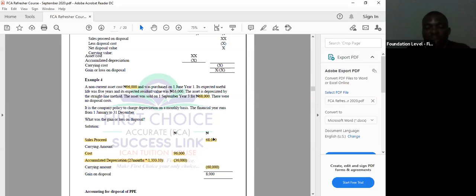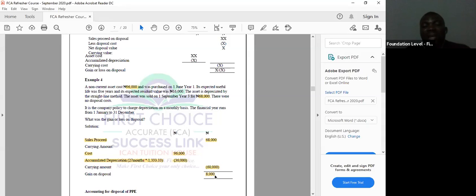Now, if the asset is disposed of at 68,000, and the carrying amount is 60,000, then it means that we have made a gain of what? Of 8,000. How do we account for this 8? It will be found under the profit or loss account as gain.